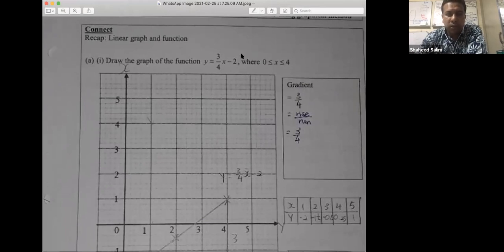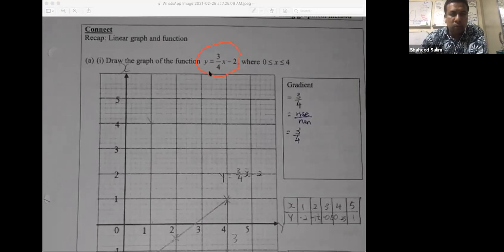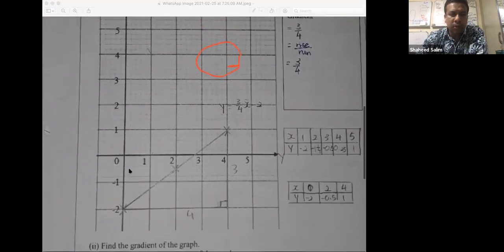Okay. So now this is where we are looking at it. You can see the screen, right? It's clear for you? Yeah. y equals 3 over 4x minus 2. So you know the minus 2 down here is the y-intercept. If we look down here, can you see it cuts the y-axis at minus 2. All right, that's one.